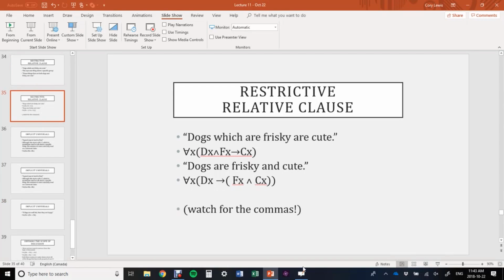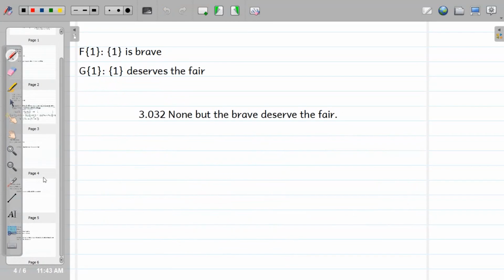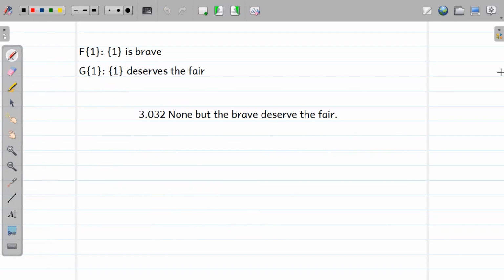All right, let's do another example. I would like to get a few more of these under our belts before we're done. These are symbolization questions from amongst the symbolization section, not on the weekly exercise, but in that same section, so this is on the level you'll be asked to deal with. None but the brave deserve the fair.